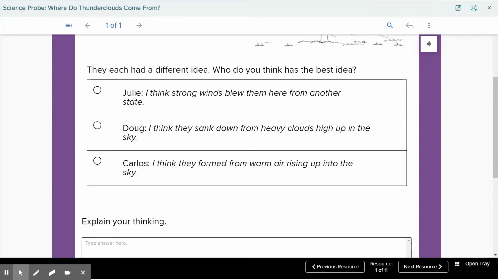Julie says, I think strong winds blew them here from the other state. Doug said, I think they sank down from heavy clouds high up in the sky. And Carla says, I think they formed from warm air rising up into the sky. Who do you think has the best idea? Write their name down. Then pause the video and explain why you believe that person has the best idea.